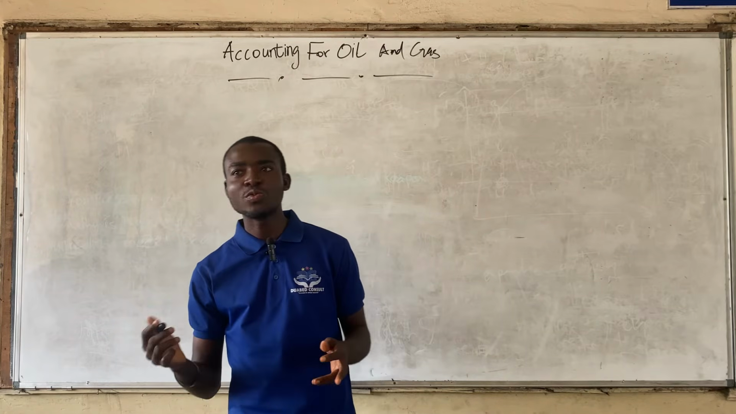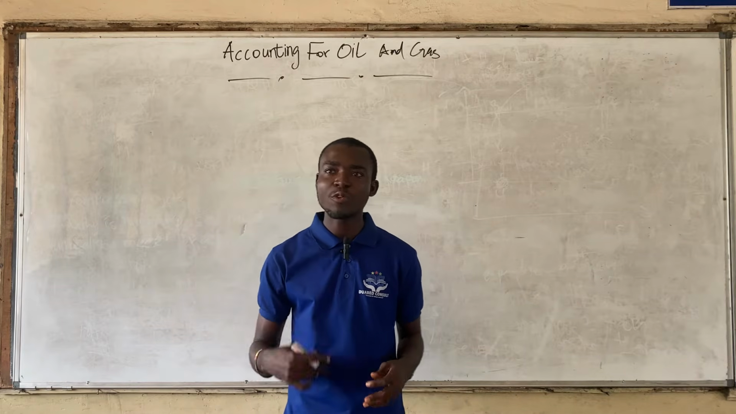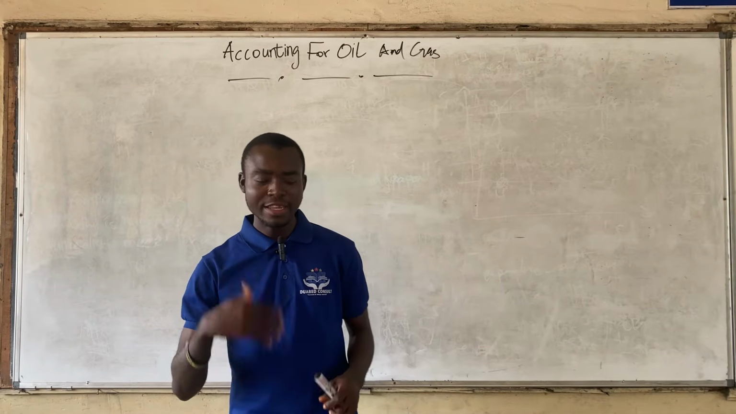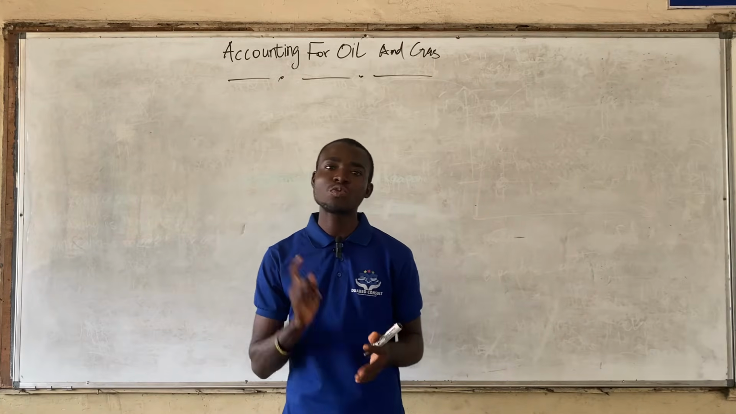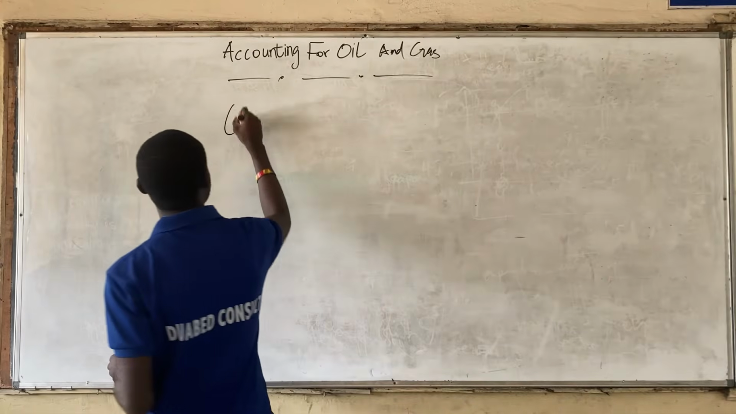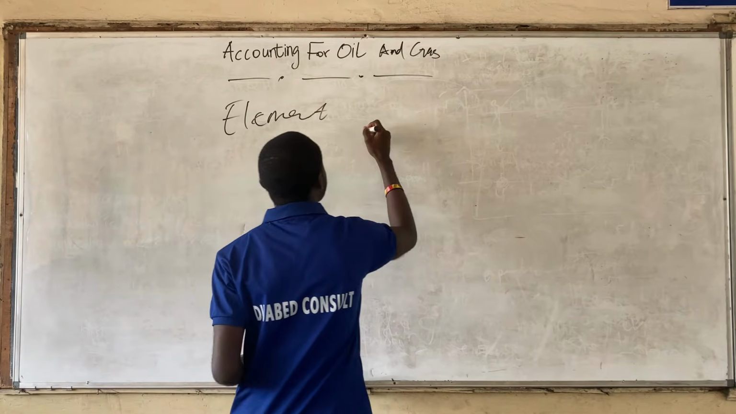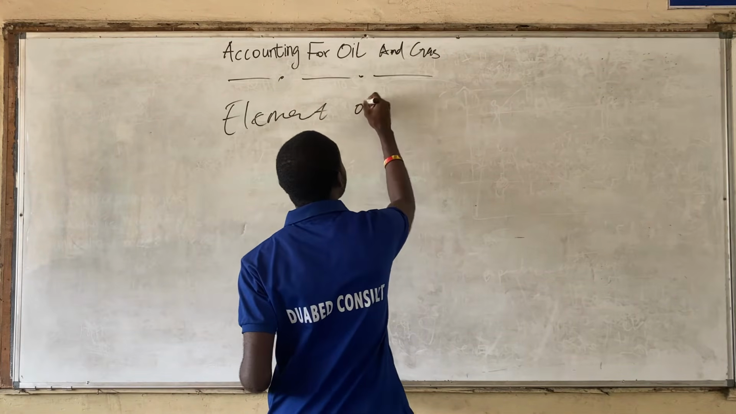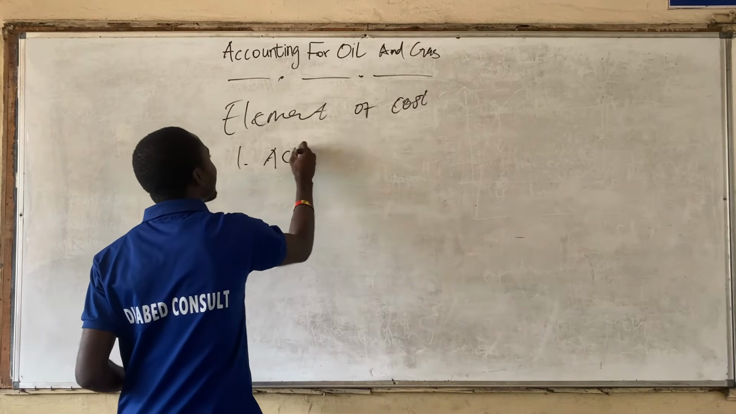But when it comes to accounting for the oil and gas sector, the elements of cost are four, and they are acquisition cost, development cost, production cost, and then exploratory cost. So these are the elements of cost under oil and gas accounting. So first one is the acquisition cost.